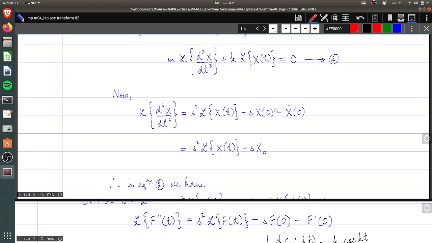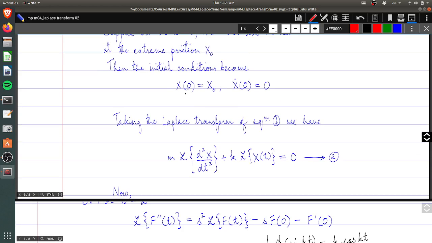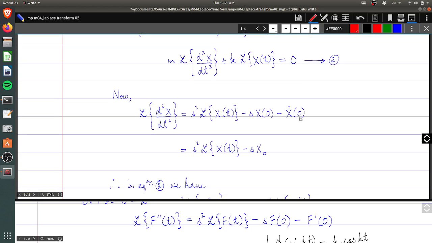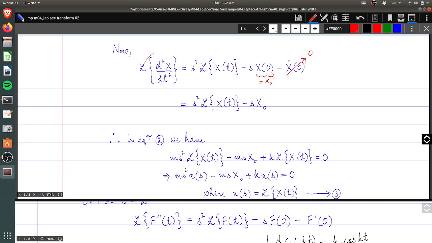Now from the initial conditions, what do we have? We have x of 0 is x naught and x dot of 0 is 0. So this is going to be equal to 0 and this will be equal to x naught. As a result, we get the Laplace transform of the second derivative is equal to s square times the Laplace transform of the position, minus s x naught.